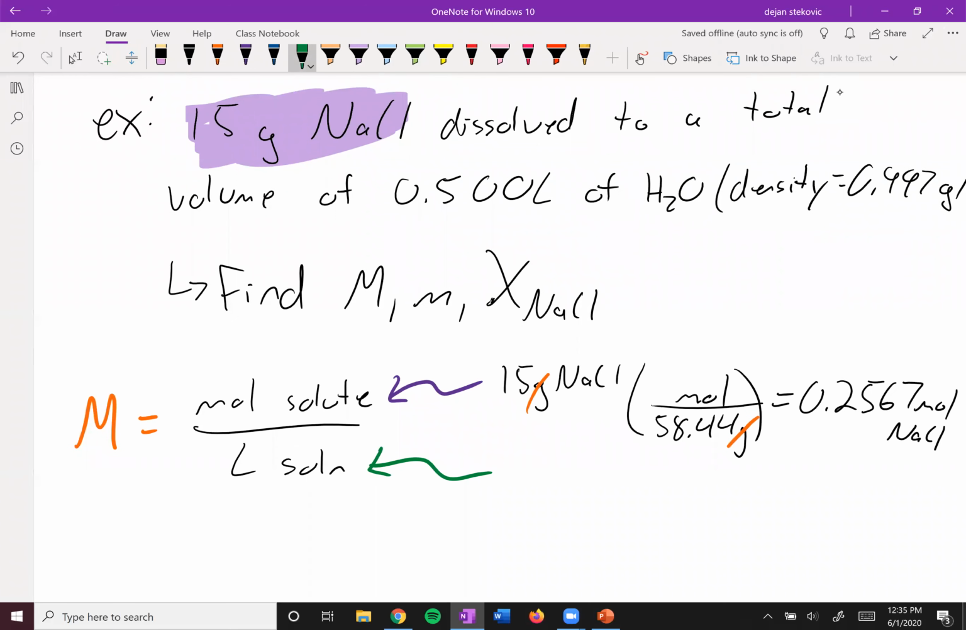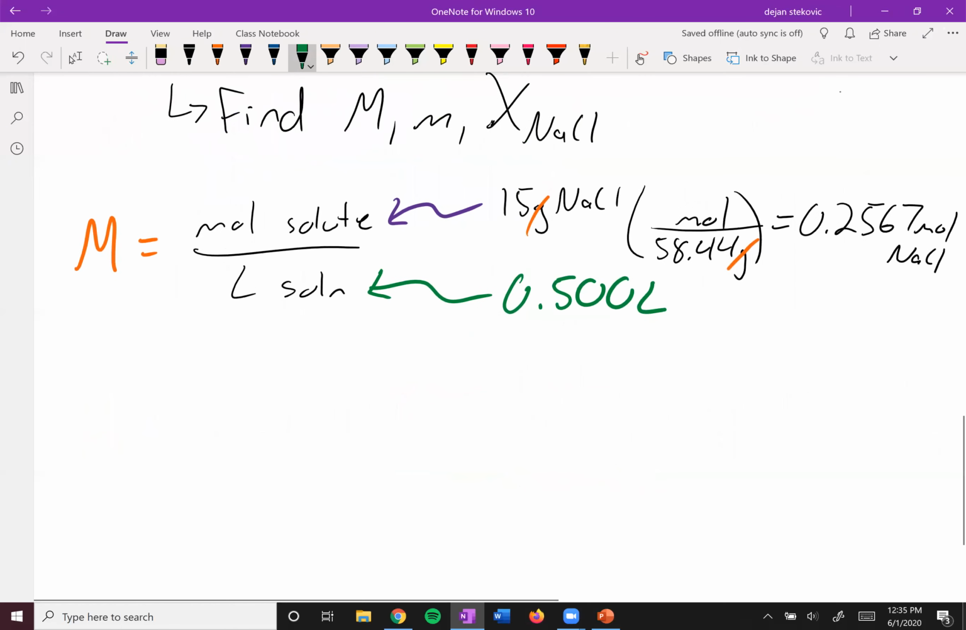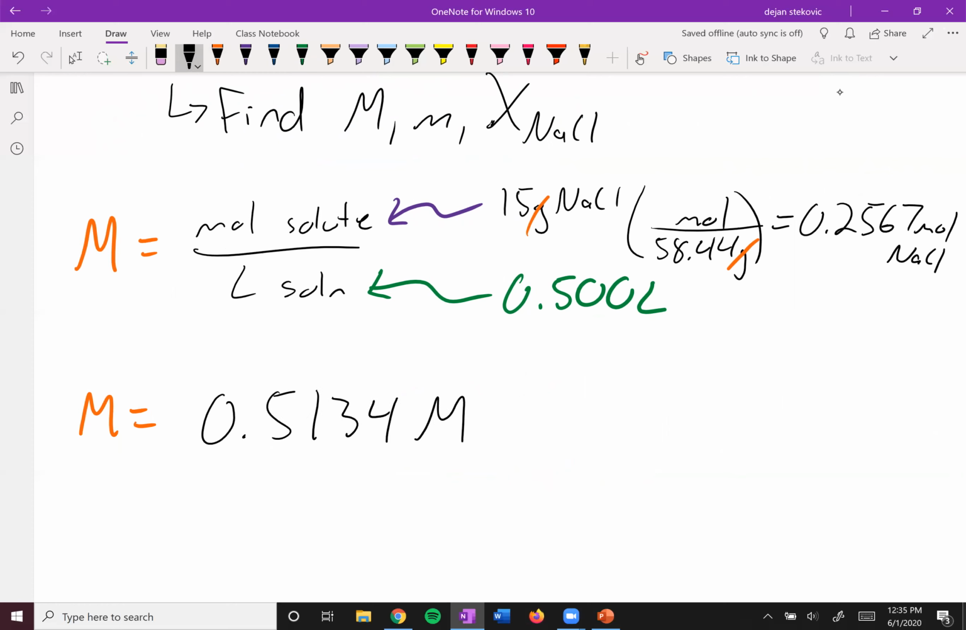And then here, next up, we're given liters of solution. And so we see that the total volume is 0.5 liters, right? Not 0.5 liters of water, but total volume is 0.5. So we can just take that number and plug it directly in here. And then when you go ahead and plug those numbers in, do the math, you should end up with 0.5134 molar. So there's our molarity.